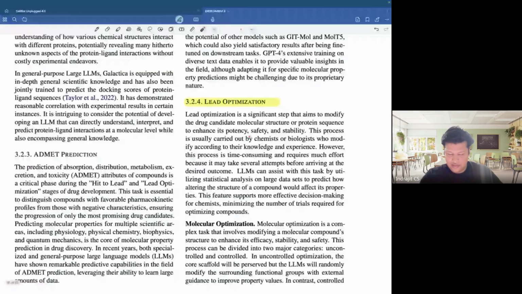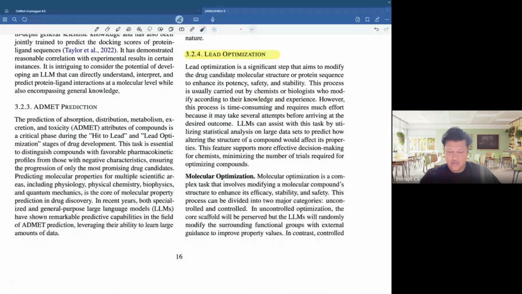And the last stage is lead optimization, which is the step aimed at modifying the drug candidate's molecular structure or protein sequence to enhance its potency, safety, and stability. Once you are able to identify the molecular compounds, the first stage is the hit, right? Then you have the hit to lead, where you have the essentials to distinguish the compounds with favorable pharmacokinetic profiles from those with negative characteristics, ensuring the progression of only the most promising drug candidates. Because if you are able to eliminate, let's say elimination and selection, right? That's hit to lead and lead optimization.